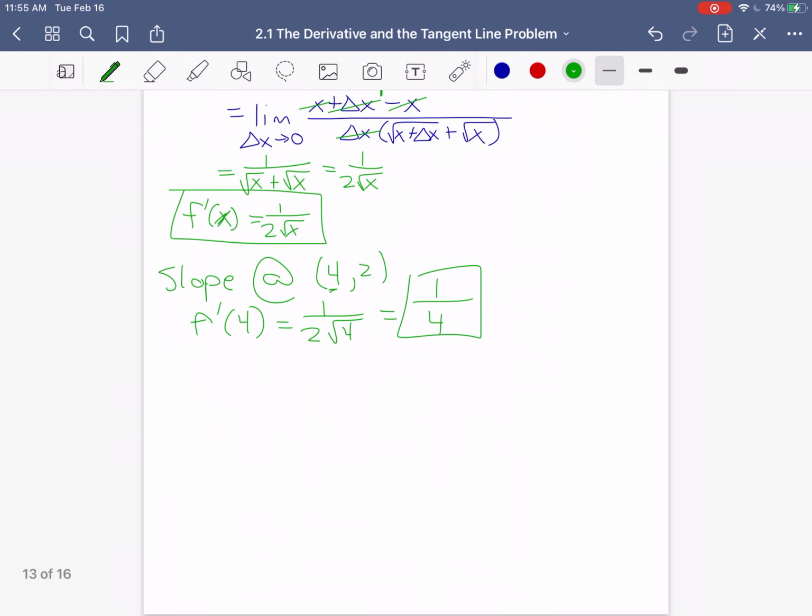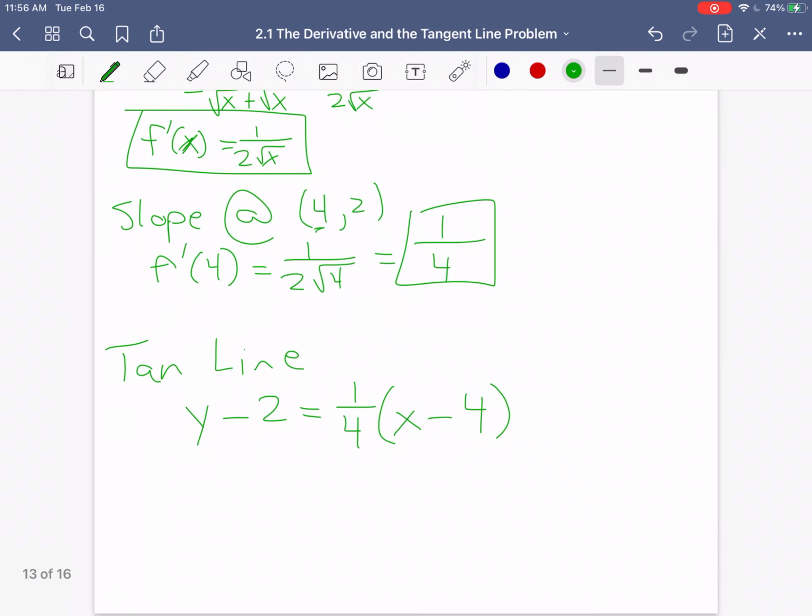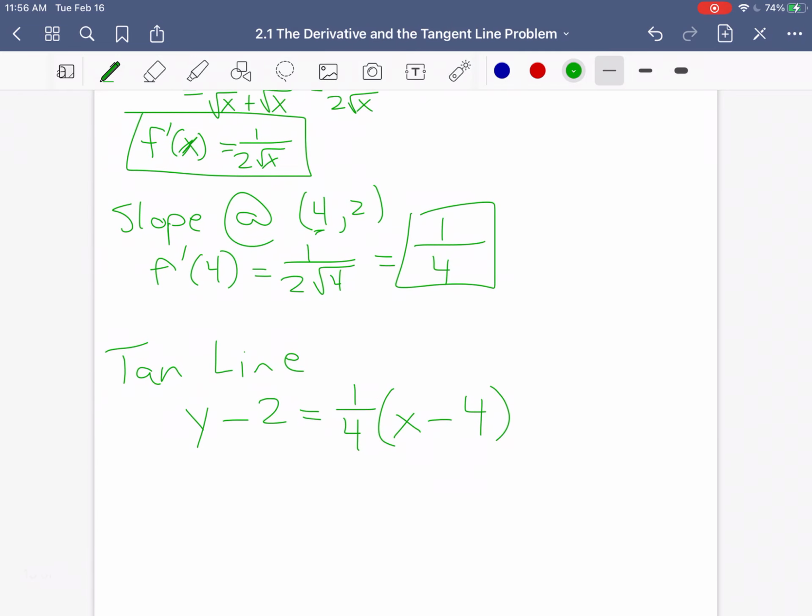Great. To find the equation of the tangent line, we are going to take y minus the y value of that point, which was 2, is equal to the slope 1/4 times x minus the x value of the point, which was 4. That's point slope form, perfectly fine. If you want it in slope intercept, you can solve that for y. If you solve that for y, you get y equals 1/4 times x plus 1.